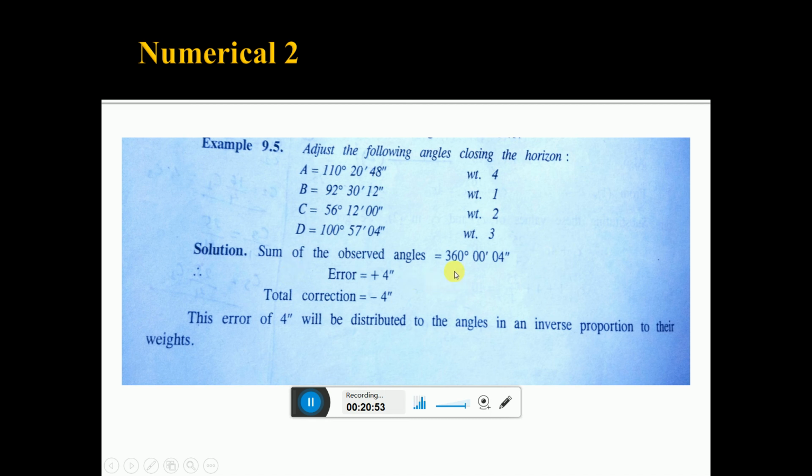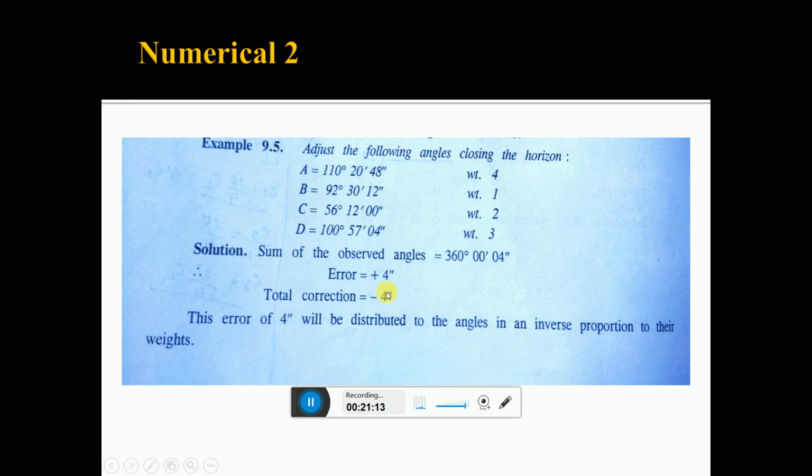So, the sum of the observed angles is 360 degrees 0 minutes and 4 seconds. So, there is a discrepancy of 4 seconds. As the sum is greater than the theoretical, the error involved in the observed angles A, B, C, D is a positive error. So, the total correction will be negative, minus 4 seconds.